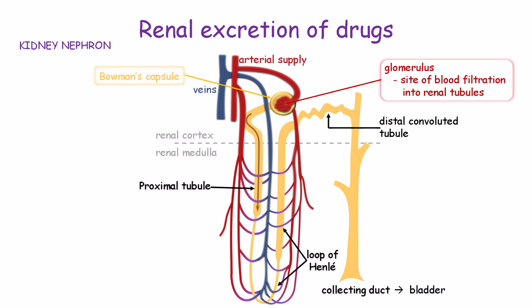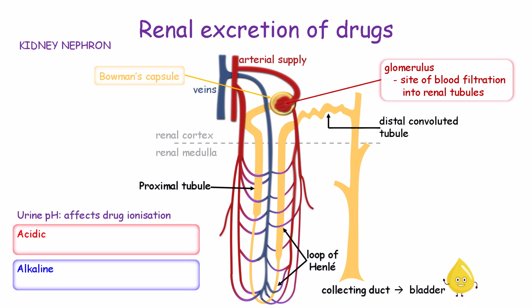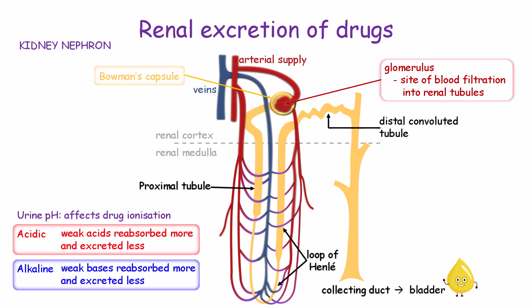Organic ion transporters actively transport additional drug molecules from blood in the capillaries into the proximal tubule. As the fluid continues through the nephron, lipid-soluble drugs can diffuse passively back into blood, while water-soluble drugs remain in the tubules, reaching the collecting duct, then bladder, as urine. The pH of urine can affect renal excretion by determining the ionization state of a drug. Acidic urine favours reabsorption of weak acids, while alkaline urine favours reabsorption of weak bases.